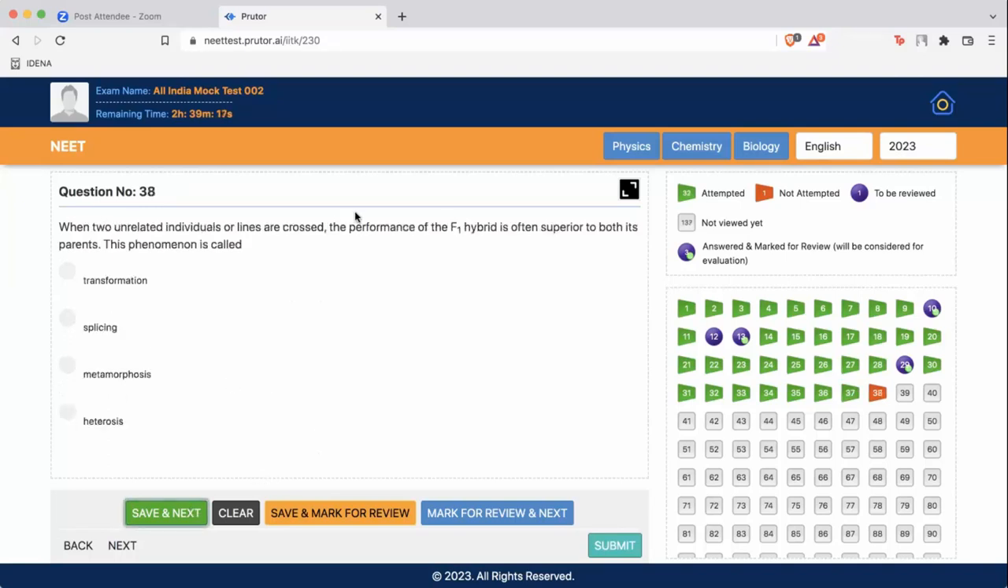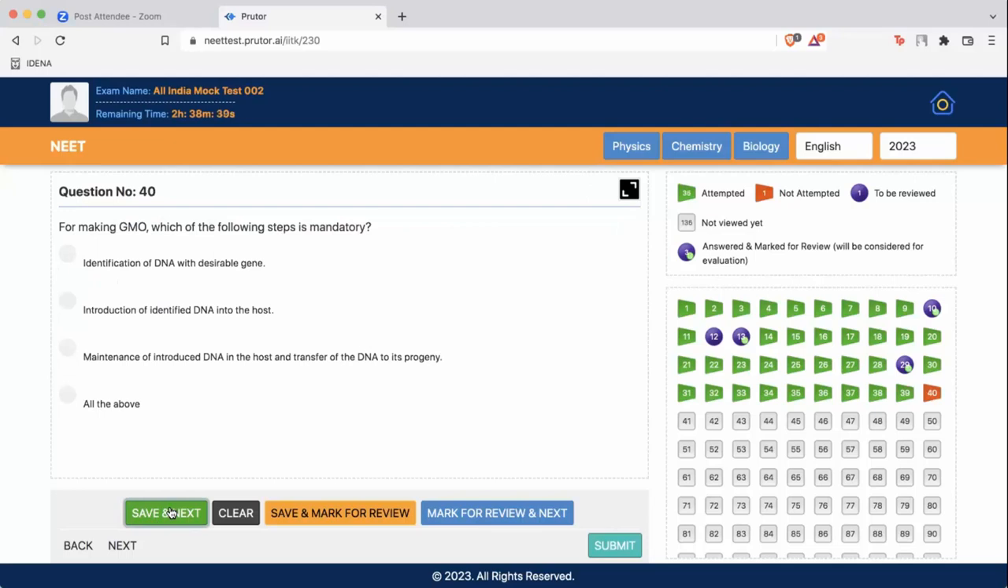In two unrelated individuals or lines, the performance of one hybrid is often superior to its parents. This phenomenon is called heterosis. Who noted that the behavior of chromosomes was parallel to the behavior of genes and used chromosome movement to explain Mendel's laws? Sutton and Boveri, not Morgan. T.H. Morgan studied fruit flies.